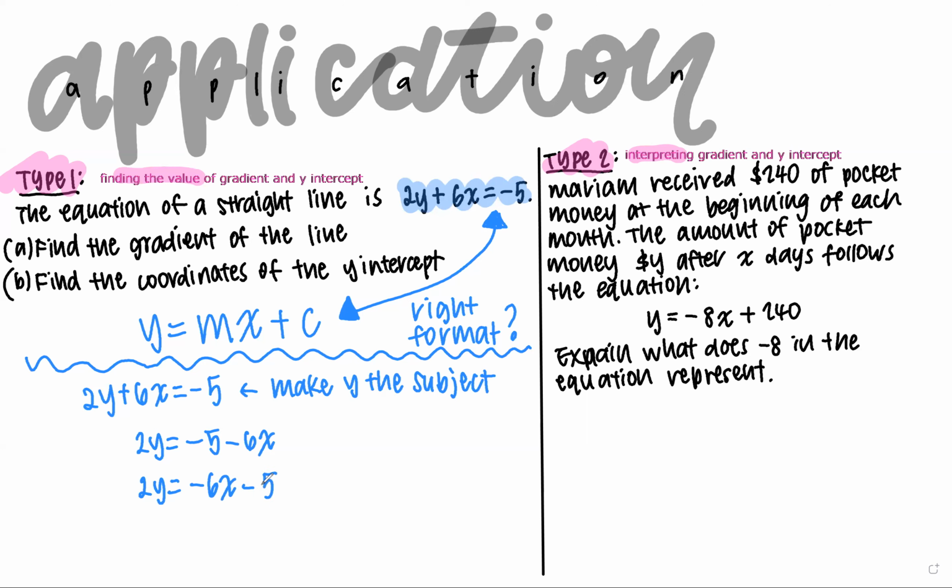No, it's still not in the right format. Why is it still not in the right format? Oh, it should be y. Yes. So how do we make y? Divide by 2. So what is my answer now? y equals negative 3x minus 2.5.